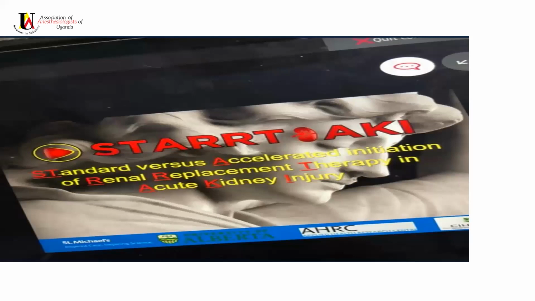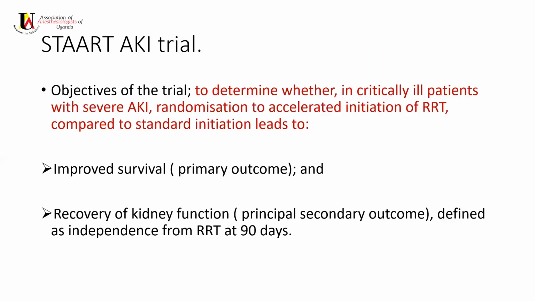The other thing I'm supposed to talk about is the START AKI trial. Just a review. START is an acronym for Standard versus Accelerated Initiation of Renal Replacement Therapy in Acute Kidney Injury. This was a multinational, multi-center study. The objectives were to determine whether in critically ill patients with severe AKI, randomization to accelerated initiation of RRT compared to standard initiation led to improved survival, measured in terms of mortality, death at day 90, and recovery of kidney function, defined as independence from renal replacement therapy at 90 days.